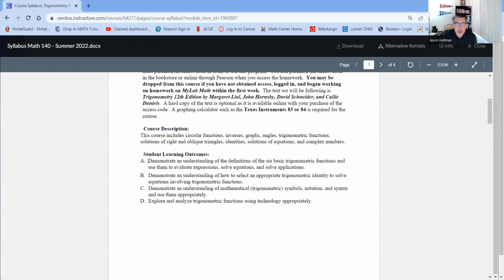A, demonstrate an understanding of the definitions of the 6 basic trig functions and use them to evaluate expressions, solve equations, and solve applications. B, demonstrate an understanding of how to select appropriate trigonometric identities and solve equations involving trigonometric functions. C, demonstrate an understanding of mathematical trigonometric symbols, notation, and syntax and use them appropriately. D, explore and analyze trigonometric functions using technology appropriately.